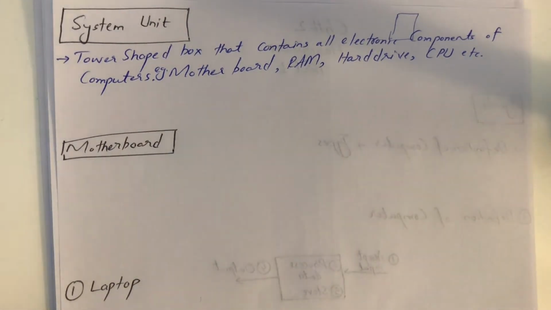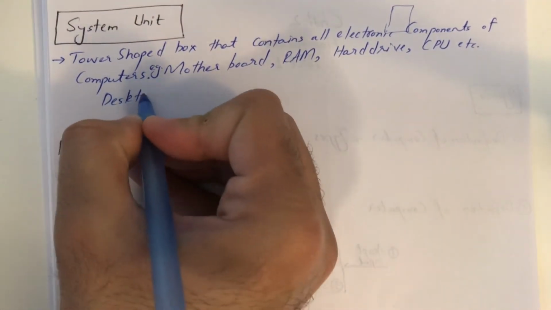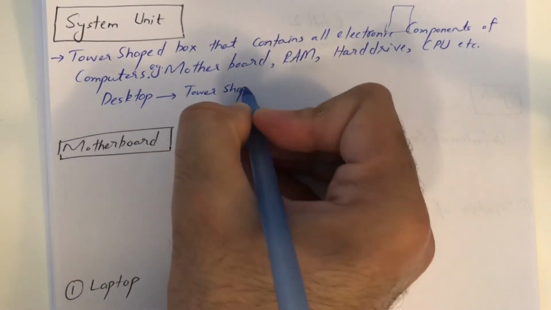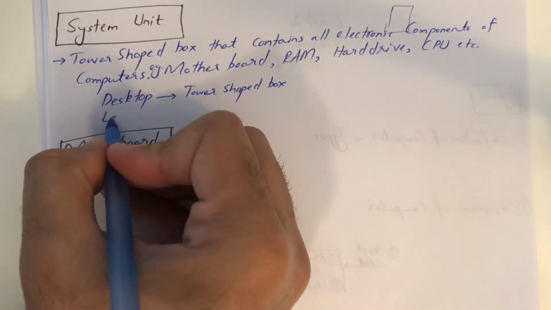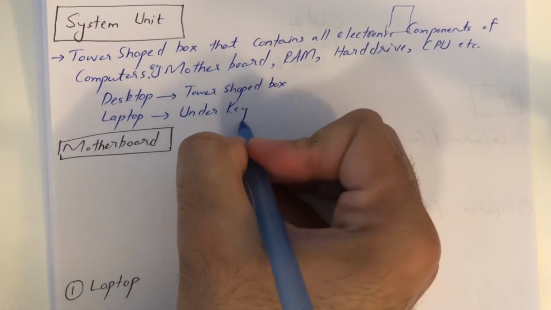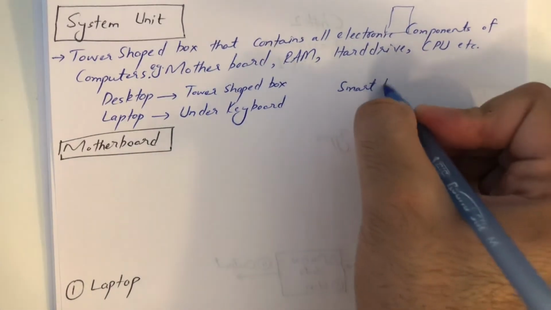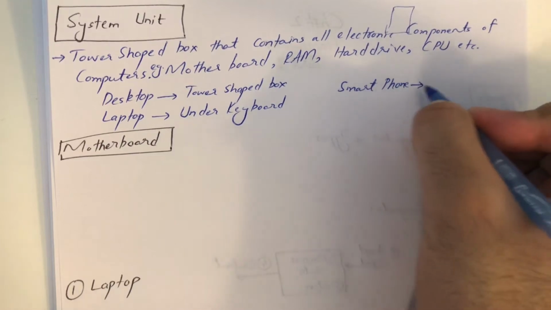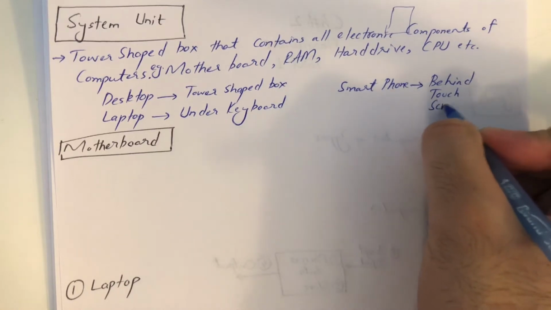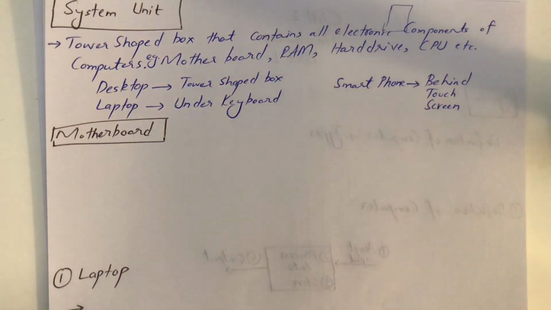And now system unit, like for example, in the case of laptop, in the case of desktop, it comes as a tower-shaped box. In the case of laptop, it is basically under your keyboard. And in the case of smartphone, it is basically behind the screen, touch screen. So that's the location of the system unit. But again, all the electronic components are housed within the system unit.